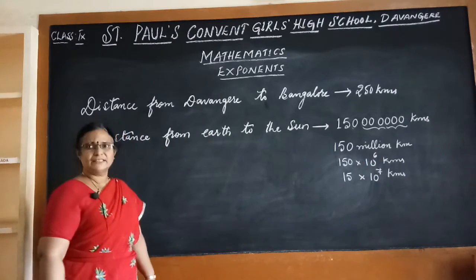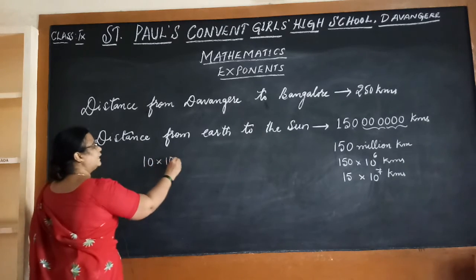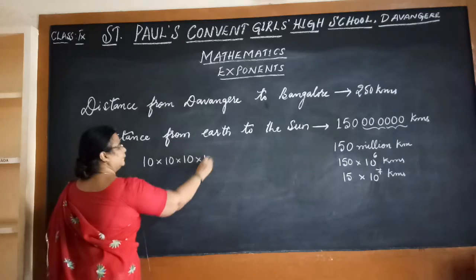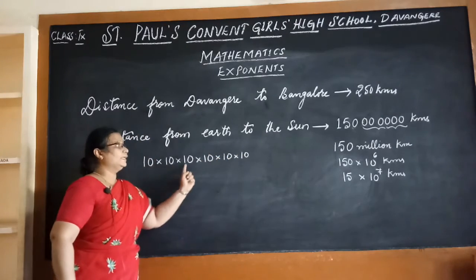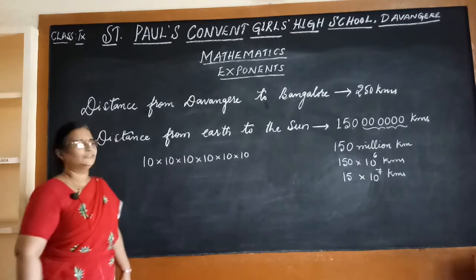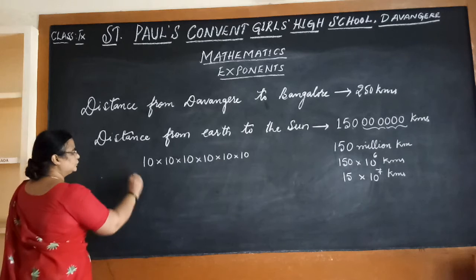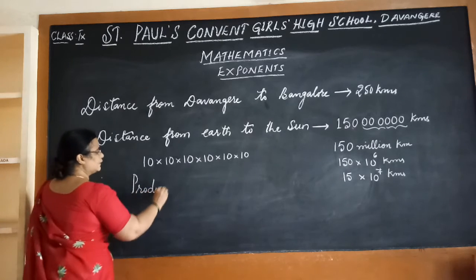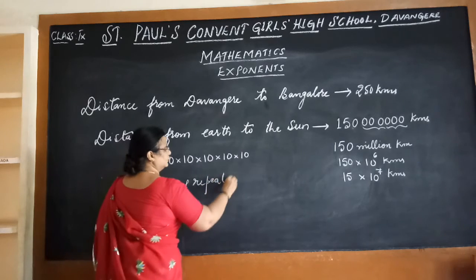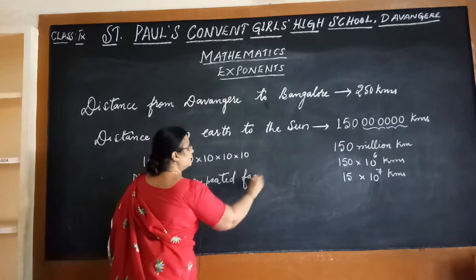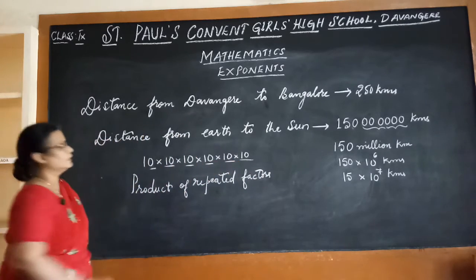Then what are these exponents? See, 10 to the power of 6 is 10 multiplied 6 times. Can you see? Repeated product. The product of repeated factors is called exponents. What are exponents? It is the product of repeated factors. Which factor is repeated here? 10 is the factor which is repeated.